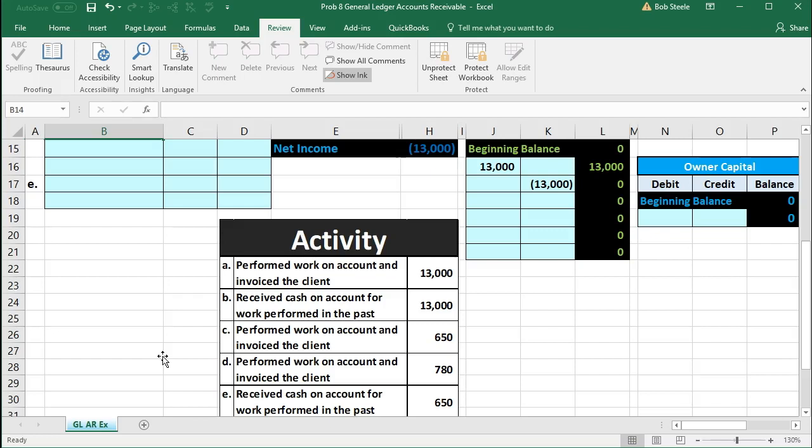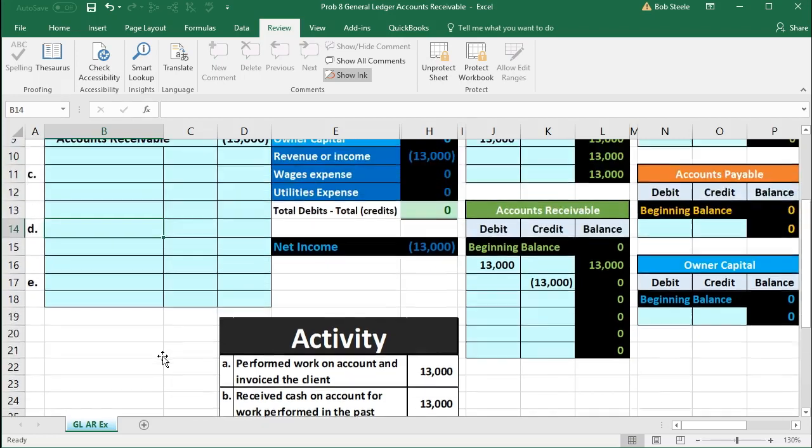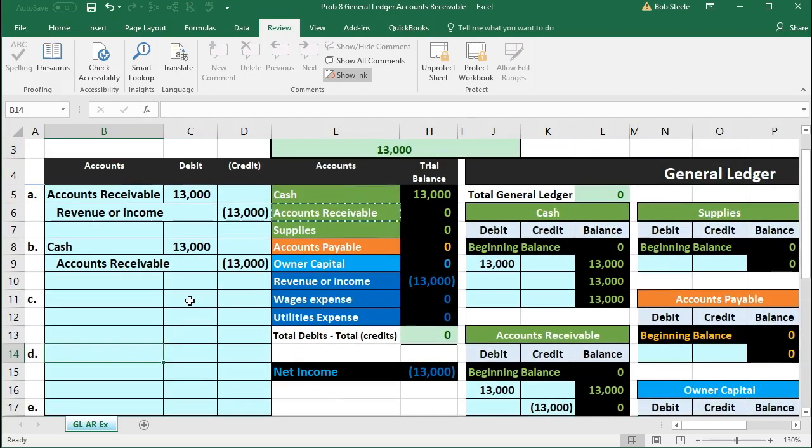Number C, or letter C, perform work on account and invoice the client. So this should sound familiar. We'll go through this a bit quicker here. We're going to say, is cash affected? No. We billed the client, therefore got an IOU, that's an accounts receivable account. Accounts receivable is an asset. We need to make it go up.